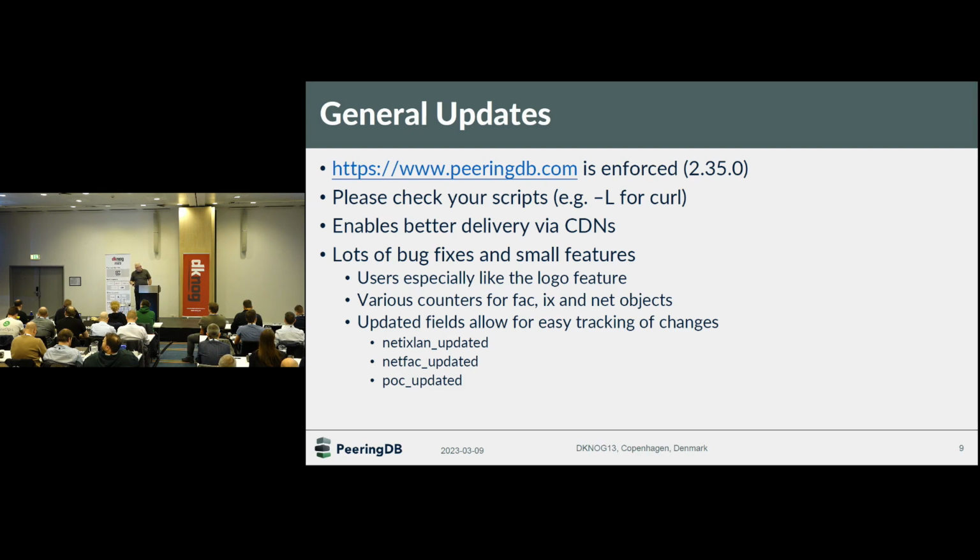So this is not that important anymore, I guess. We have put in new fields that you can see. So when has an organization or a network last updated their connection to internet exchange points, to facilities, and also points of contact. It might be useful for you who want to peer with someone to see how well maintained the other network's record is.